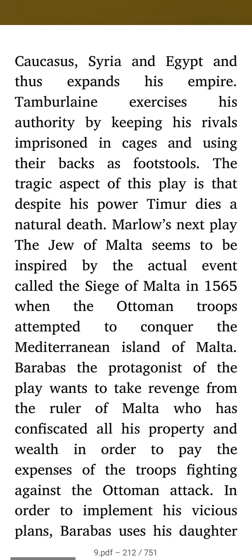Marlowe's next play, The Jew of Malta, seems to be inspired by the actual event called the Siege of Malta in 1565, when the Ottoman troops attempted to conquer the Mediterranean island of Malta. Barabbas, the protagonist of the play, wants to take revenge from the ruler of Malta, who has confiscated all his property and wealth in order to pay the expenses of the troops fighting against the Ottoman attack.